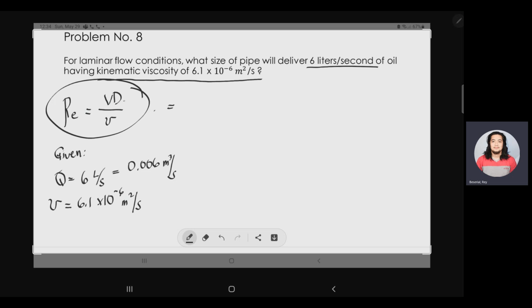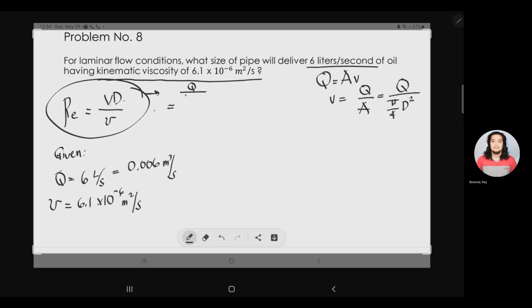So, i-expand natin itong formula ng ating Reynolds number into yung ating velocity, 'di ba? From discharge siya, kasi wala man tayong velocity. So, dito natin siya kukunin sa discharge equation, or formula: area times velocity. So, yung velocity natin is discharge over area. Tapos, yung area natin ay i-expand pa: discharge over pi over 4 d squared. So, i-input natin siya dito. So, magiging discharge over pi over 4 d squared, times d over kinematic viscosity.